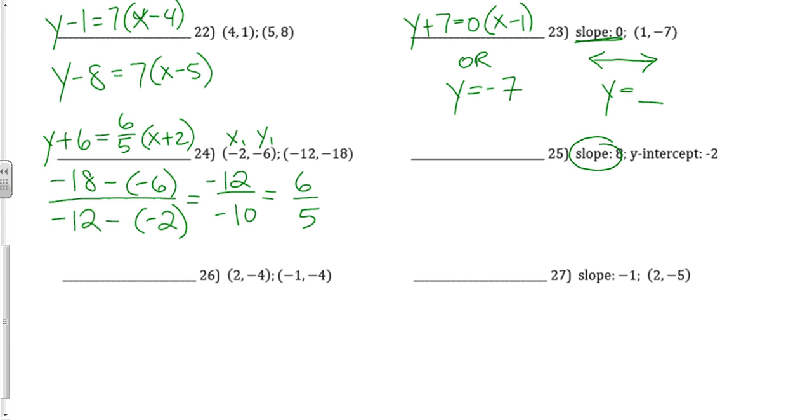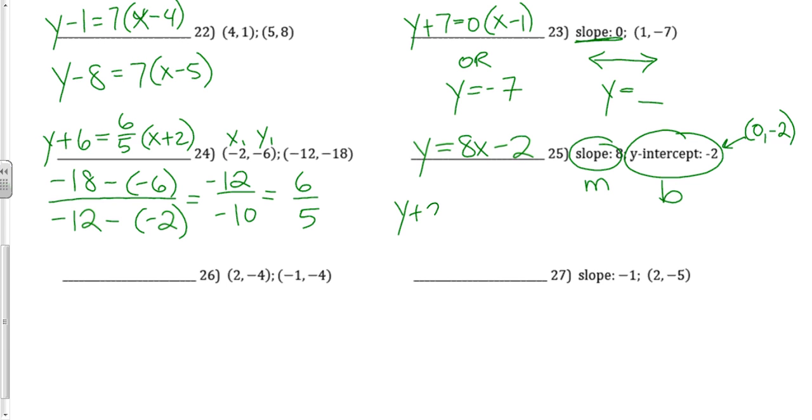Number 25, it's a little bit different. We don't have a slope and a point. We've got a slope and the y-intercept. So if you remember, the y-intercept is b. So here it's actually easier to put it in slope-intercept form because we have an m and we have a b. So it's simply y equals 8x minus 2. Or you could recognize that this y-intercept could be written as the point 0, negative 2. And then using that point, you could write it as y plus 2 equals 8 times x plus 0. Once again, both would be counted as fully correct on the test.